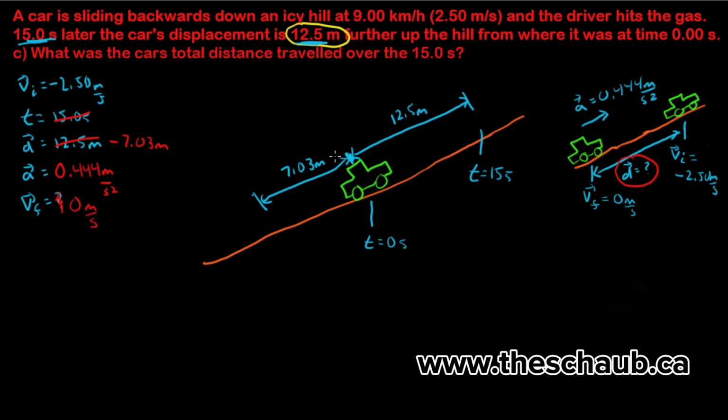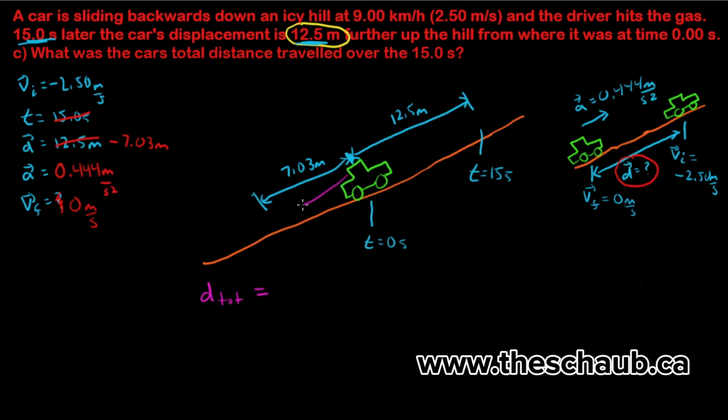So if the car goes backwards, that's a distance of 7.03 meters. We then know that the car also has to travel forwards back to its starting point at t is equal to 0 seconds, which is another 7.03 meters. And then it travels another 12.5 meters up the hill. We can sum this all up to get our total distance traveled by the car over the motion.